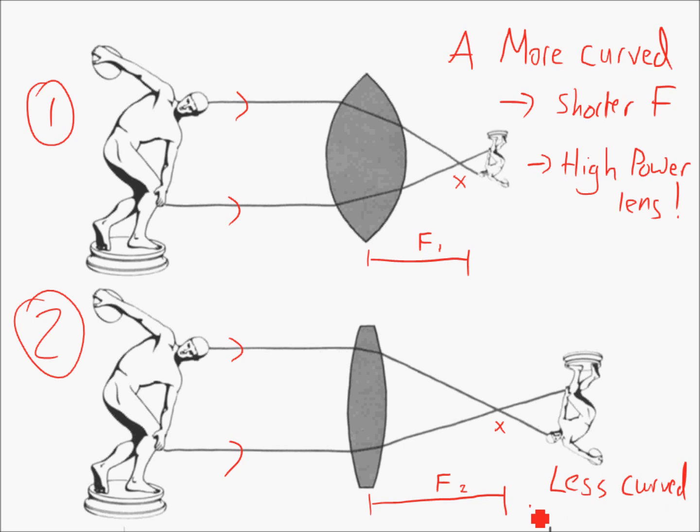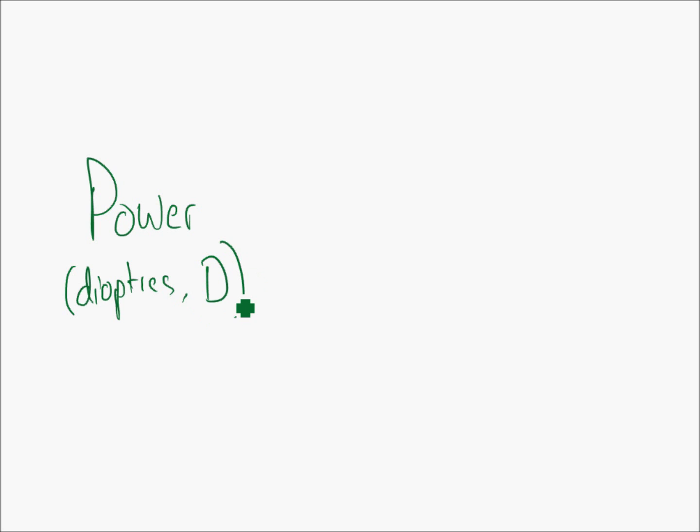So we get longer focal length. It's low power. And in fact, there is a system that is used for rating the powers of different lenses, and the power of a lens and its units are dioptres, and has the symbol D. So it's dioptres or diopters. I'm not 100% sure on the pronunciation.